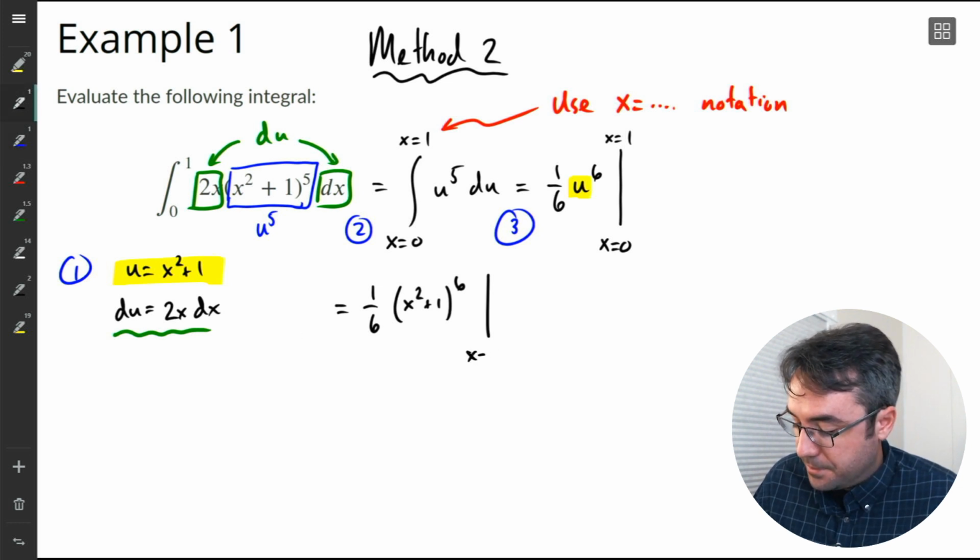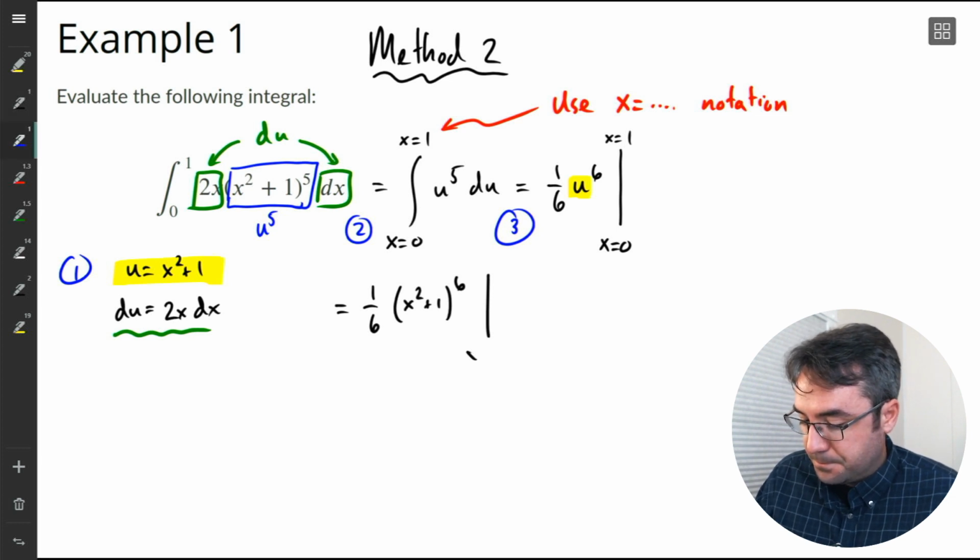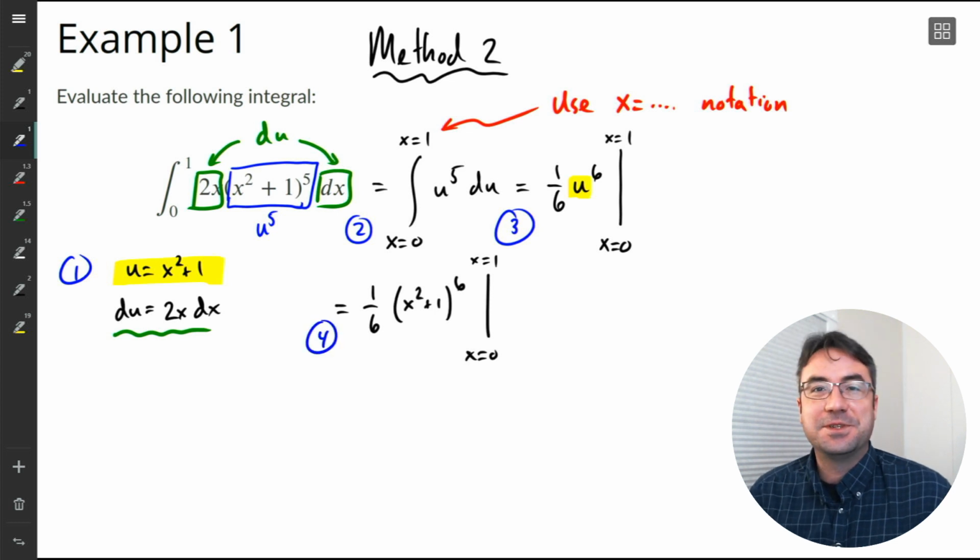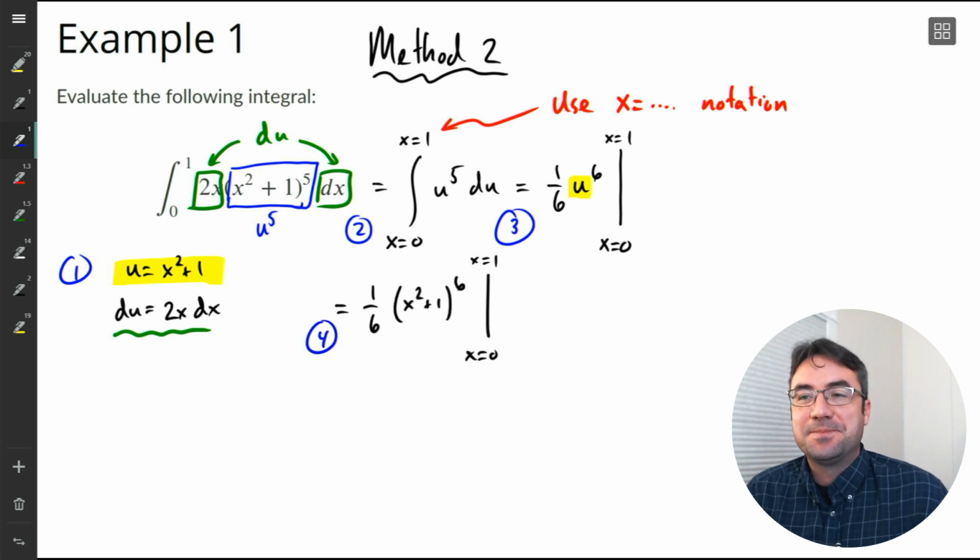Why do they keep disappearing? And then that's step 4. All right, hopefully they don't disappear anymore. And now all we have to do is plug in, evaluate. So that's the last part of this. Plug in and evaluate to get our definite integral.